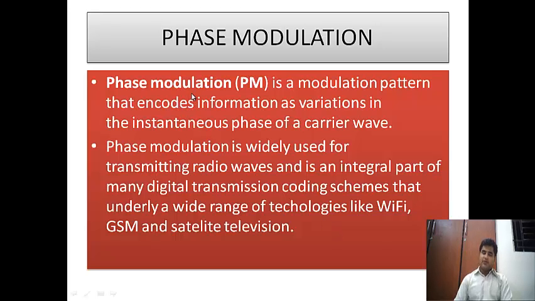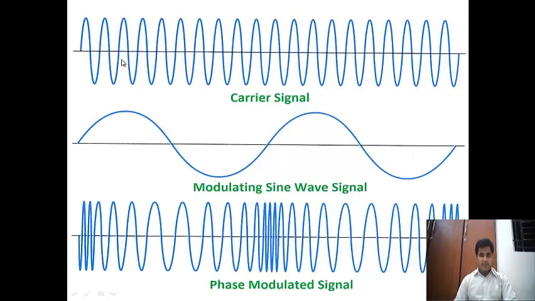Third point is phase modulation. Phase modulation is a modulation pattern that encodes input information as variation in the instantaneous phase of a carrier wave signal. In phase modulation, we vary the phase of the signal. It is widely used for transmitting radio signals and is an integral part of many digital transmission coding schemes used in a wide range of technologies like Wi-Fi, GSM, and satellite television. This is the simple carrier signal, and this is a modulating sine wave signal.